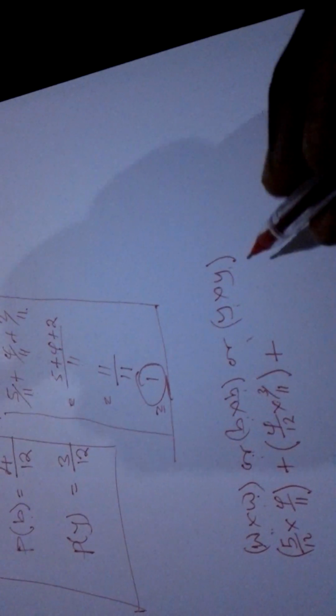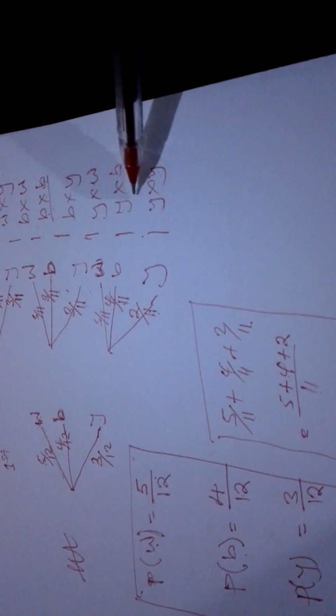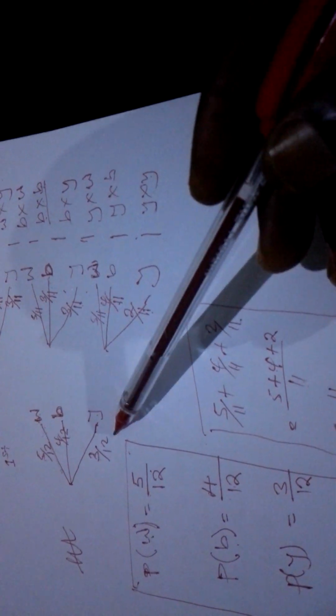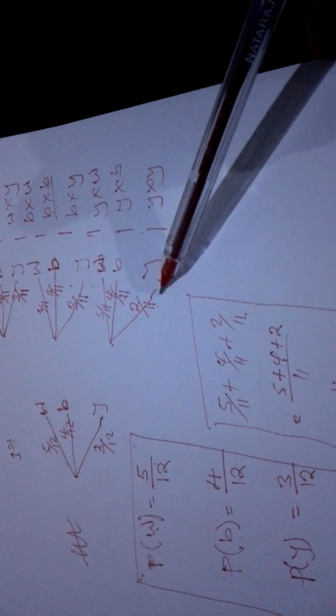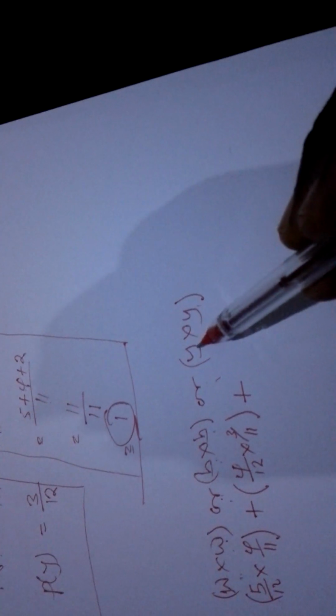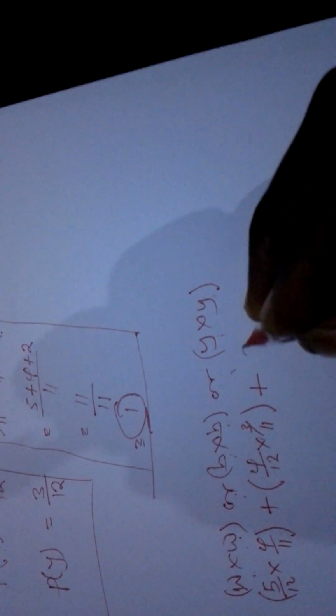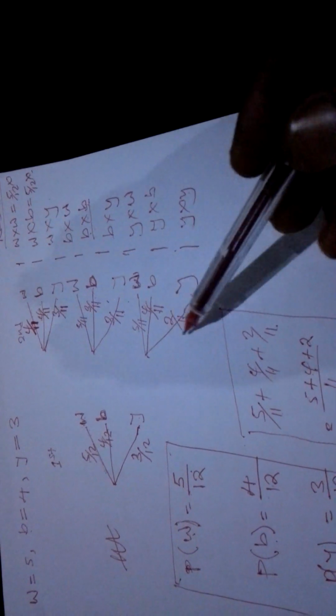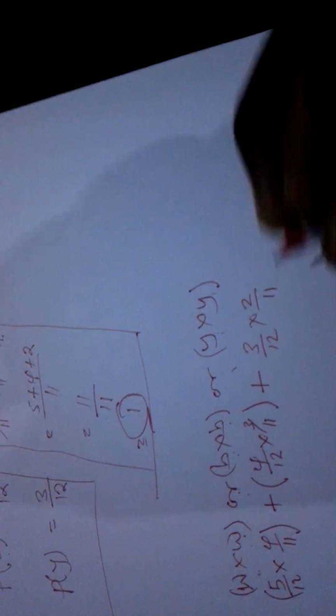Or means plus there, as you can see. So yellow and yellow, again we come to this one, which is yellow and yellow. So check, the first yellow is 3 out of 12, the second one is 2 out of 11. So the first yellow, which is this one, is supposed to be 3 out of 12 times the second yellow, which is 2 out of 11.